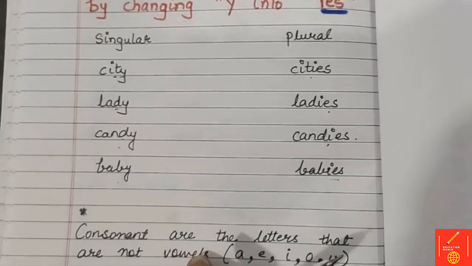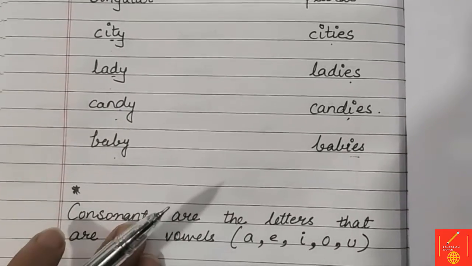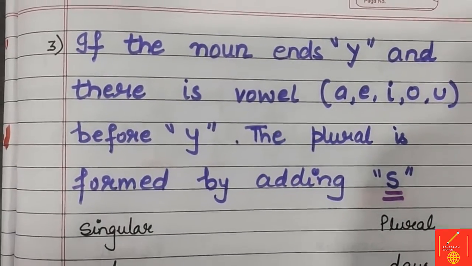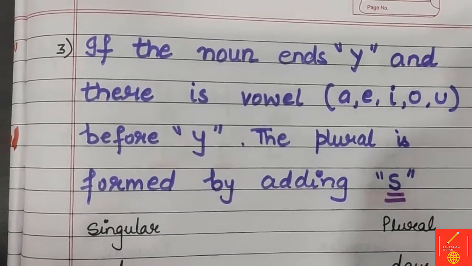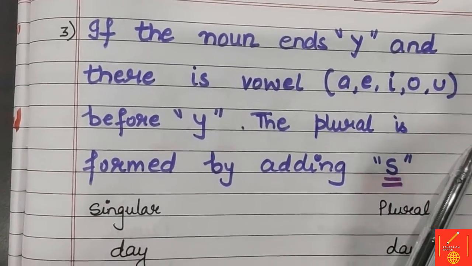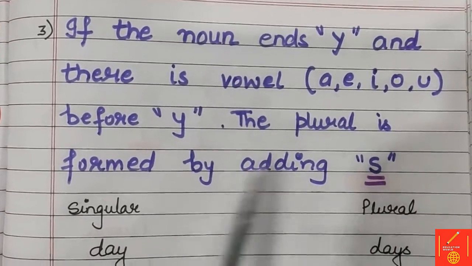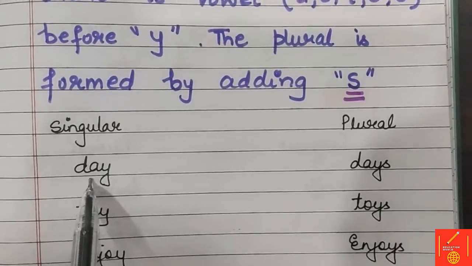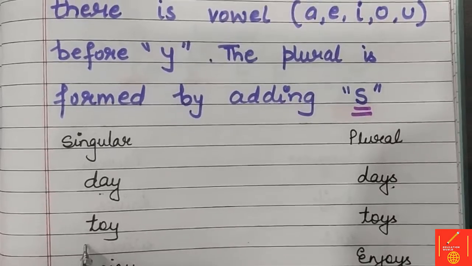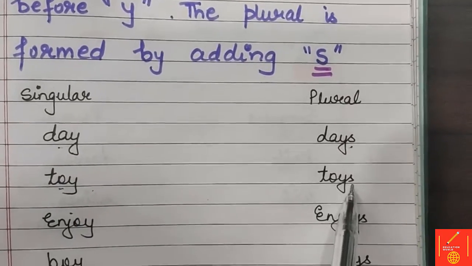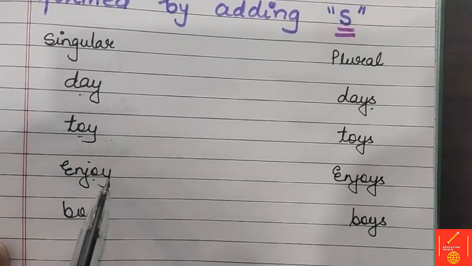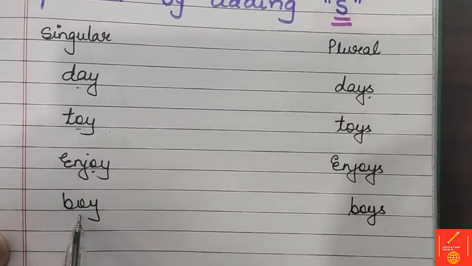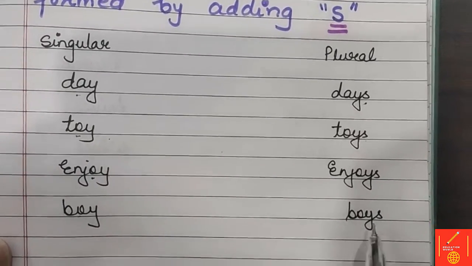So what do we do if we do not have a consonant and we have a vowel? Let's talk about it. What happens if there is a Y and before that we have a vowel instead of a consonant? If there is an A, E, I, O, U before Y, the plural is formed by adding simple S. For example, day. A is a vowel over here, so we just write days. Toy, O is a vowel, so we write toys. Now we have enjoy. Again, before Y, we have O, and O is a vowel, so we write enjoys. Boy. Again, we have an O before the Y, so we write S.